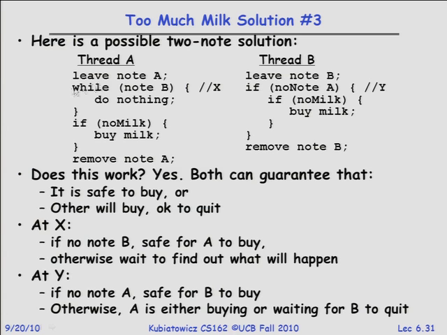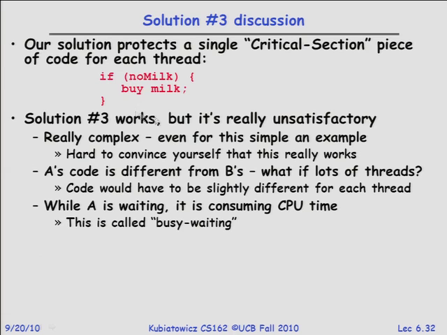Solution number 3 works, but it's extremely unsatisfactory. It's complex. Come up with a generalization: suppose you've got 20 threads. That's an exercise for the reader. Another thing that's bad here is that A is waiting to see what happens with B's note. It's spinning, so it's busy waiting. We're actually wasting CPU time here.